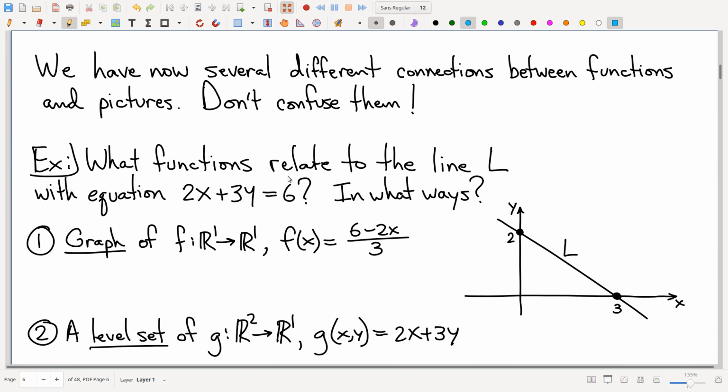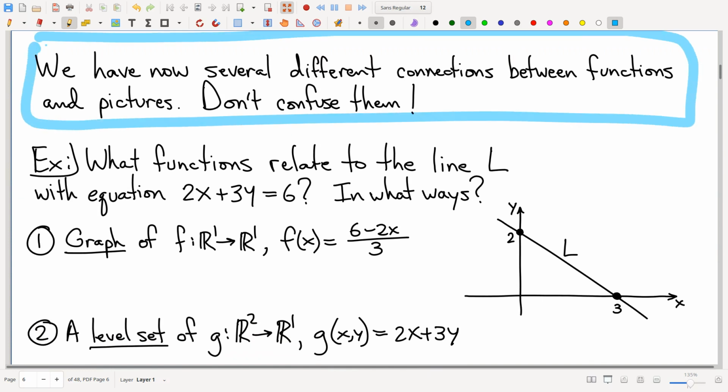So I think I've already expounded somewhat on this point right here. You've got to be really careful with terminology and language and how you phrase things at this point, because it really matters. It makes a huge difference.